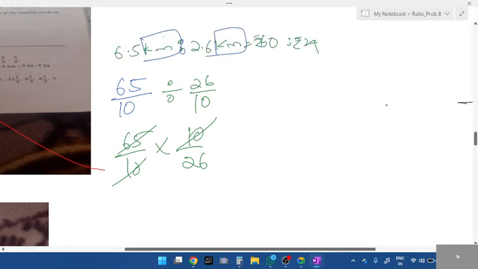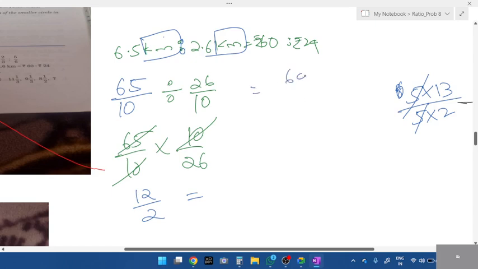Next, others, Amani and Andrea. 65 by 10, students. Look here. What is 65? 5 into 13. What is 10? 5 into 2 or 2 into 5. Which one gets cancelled? So what is left? 13 by 2 is equal to the right hand side, 60 divided by 24. How many times does 60 go in 24? Common table, yes, 2 into 12. Next.